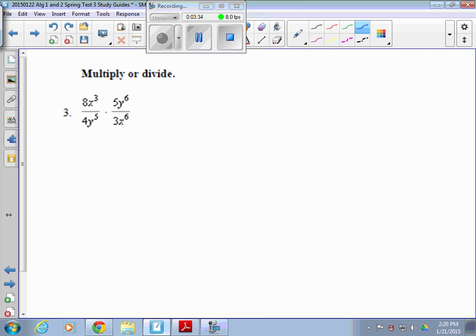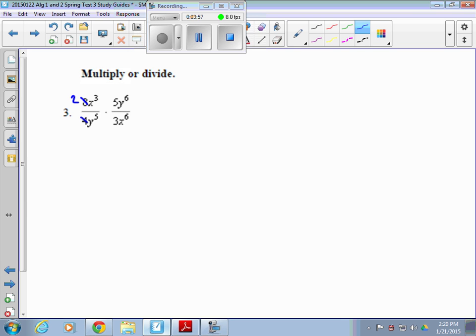Okay, for number 3, we're multiplying and dividing these. 8x cubed over 4y to the 5th times 5y to the 6th over 3x to the 6th. Remember, anytime you can cancel something out, you want to. So just first looking at it, we can cancel out 8 and 4. The number 4 goes into both of those. It goes into itself once, and it goes into 8 twice. So we create 2 right there.